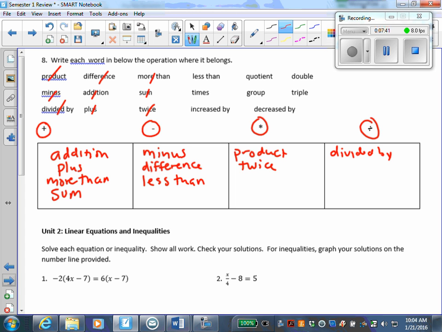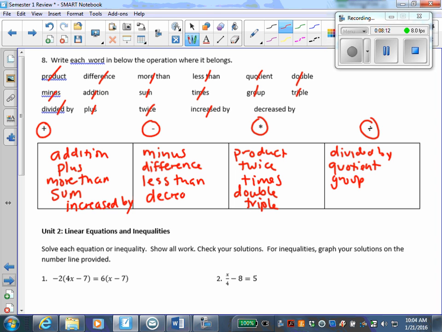Times is multiplication. Increased by is addition. Quotient, division. Group also means division, dividing into groups. Double is multiplication. Same with triple. And then decreased by goes in the subtraction. All right, I think I got them all.